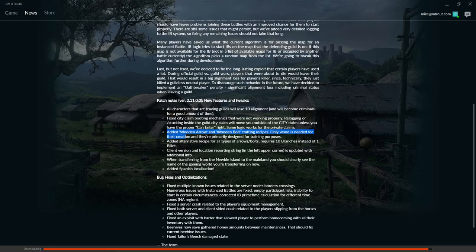So they've added a wooden arrow and a wooden bolt crafting recipe. Only wood is needed for their creation and they're probably designed for training purposes. Yeah, the big cost was making arrows was really expensive, needing feathers and stuff. Added alternative recipe for all arrows. So you could use 10 branches instead of one billet, which makes more sense because branches is what arrows would be made of, not billets. It's kind of silly. And that means you can make a lot more arrows, especially if you've got a bunch of oaks.